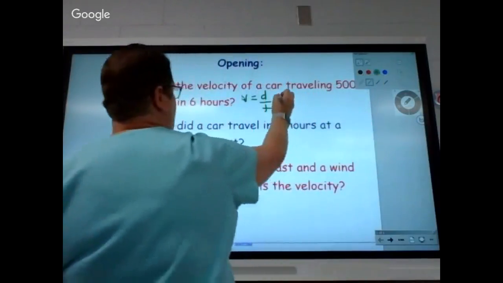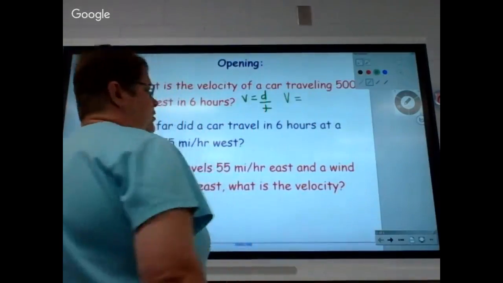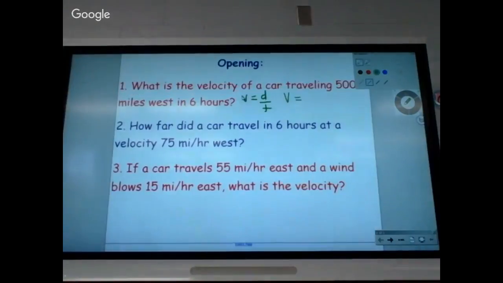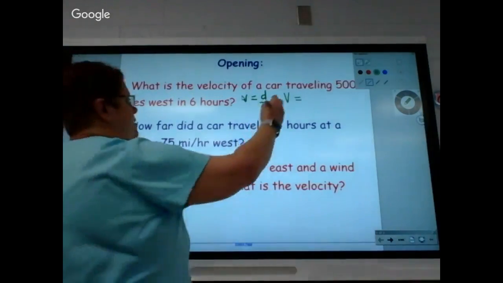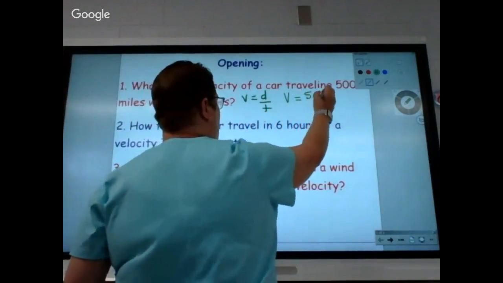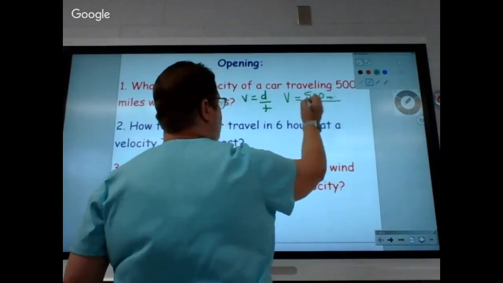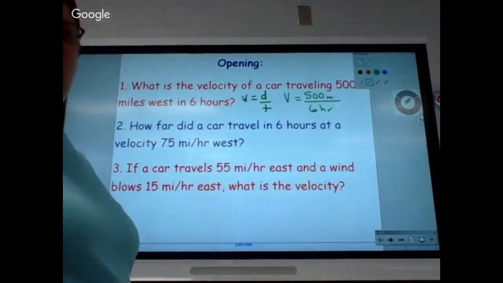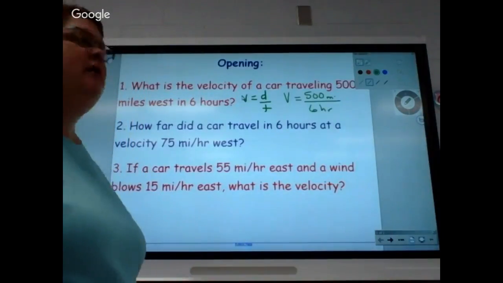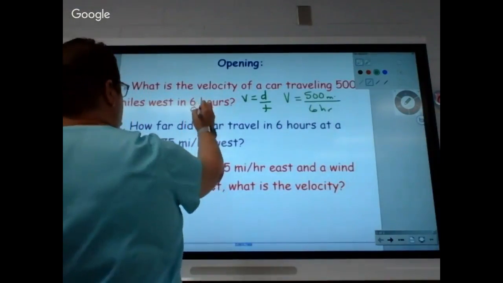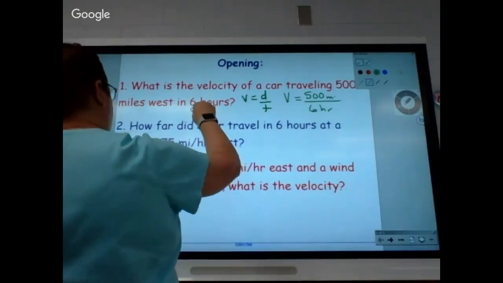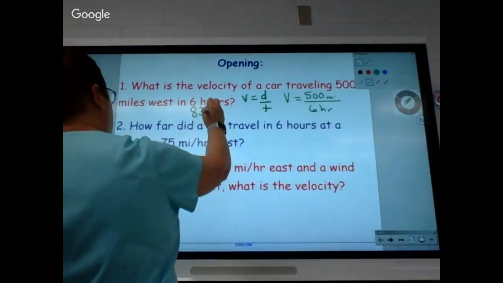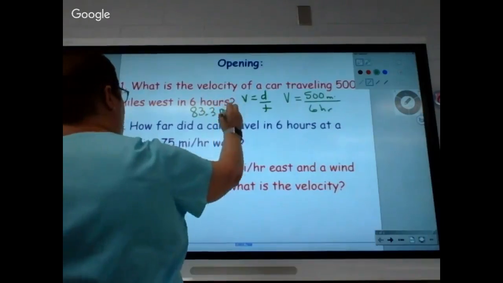So my distance here is what? Since we're finding velocity, what's my distance? 500 miles. Over what's my time? 6 hours. Over 6 hours. So we would do just like we did with speed, 500 divided by 6. 83 point, all right, miles per hour.